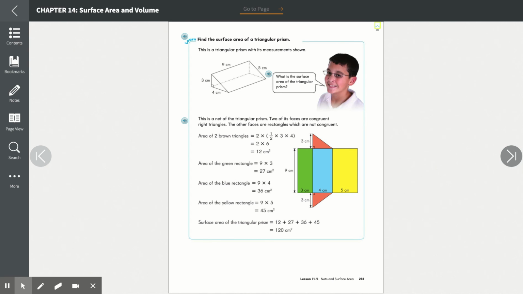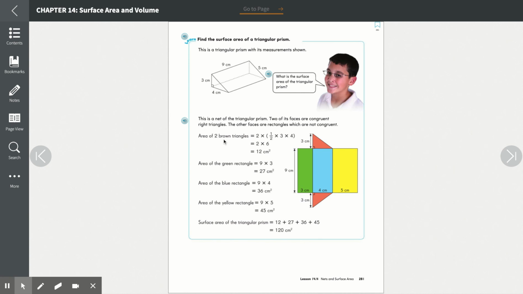We're going to look at how to find the surface area of a triangular prism and what its net would look like. So if you had a cardboard triangular prism and you cut it apart, this is what it would look like flat. So this is a net of the triangular prism. 2 of its faces are congruent, these 2 triangles, and then the other faces are rectangles, which are not congruent. So what we're going to have to do is find the area of the 2 congruent triangles and then each of the areas of each of these rectangles, and then add them together.